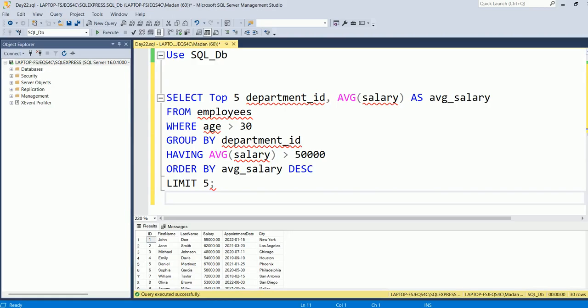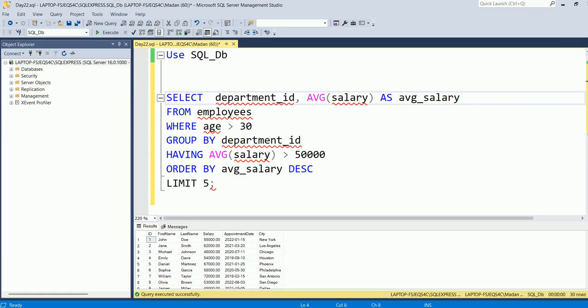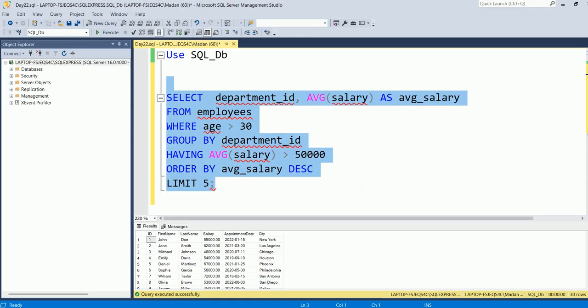Here I'm selecting the department IDs and aggregating the average salary from the employees table, filtering by age, and then grouping them based on the department ID, followed by a having clause and order by. In this one simple query, almost all the clauses and statements are involved except the join keyword.